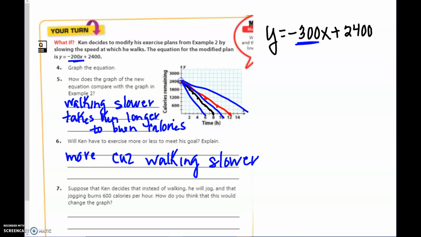So you're still starting at the same y-intercept. But what's happening here is that he's going faster, so it's going to be a steeper line. So it's going to take less time to burn the calories.